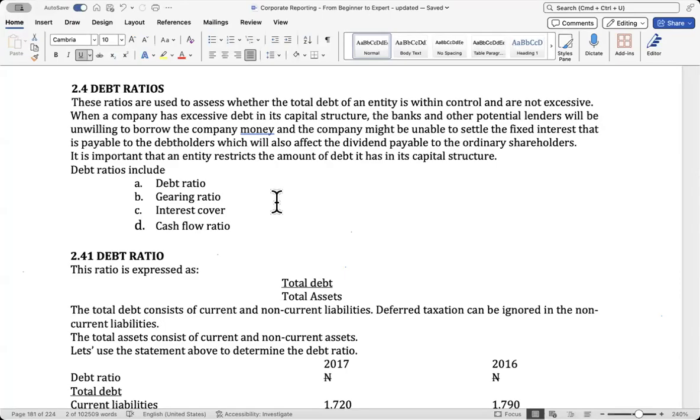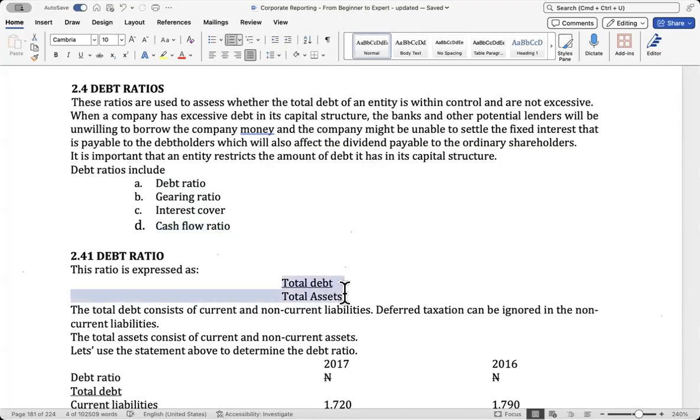It's a risk because when you're not returning money to your shareholders, most of them will want to sell your shares. And when they sell your shares, your share price will fall. So debt ratio, gearing ratio, interest cover, and cash flow ratios, all of them measure that.